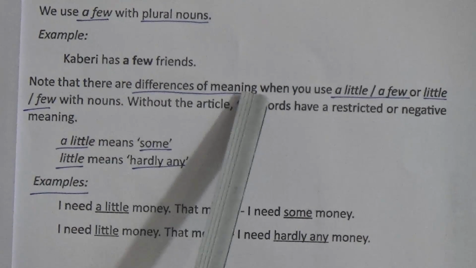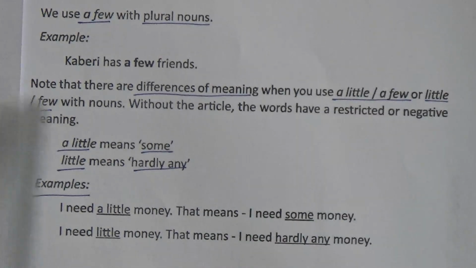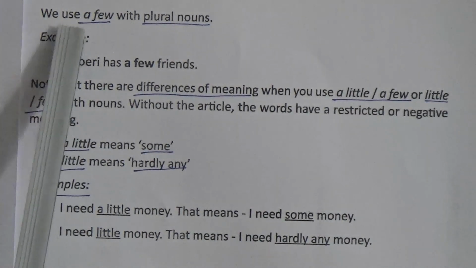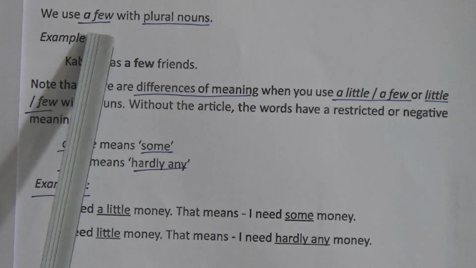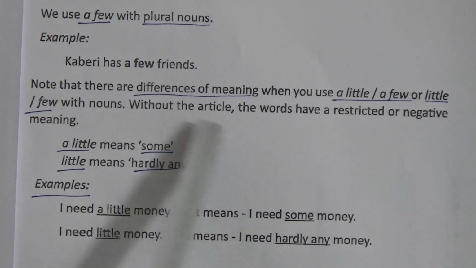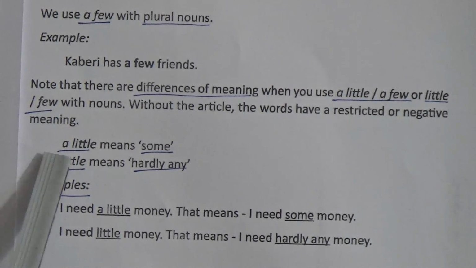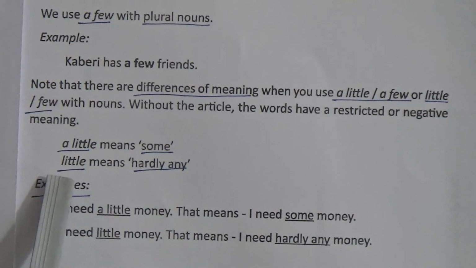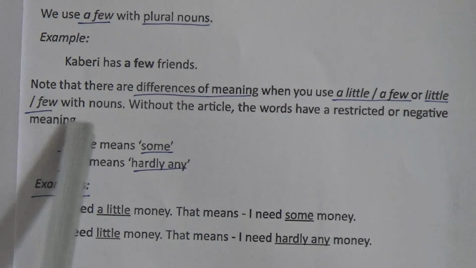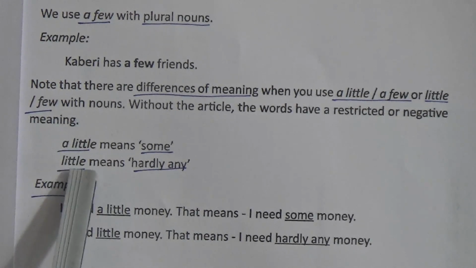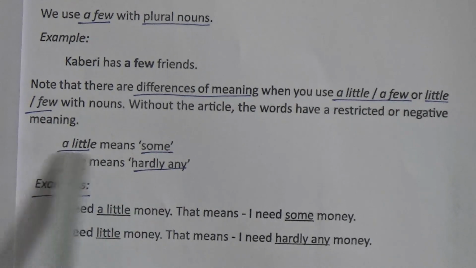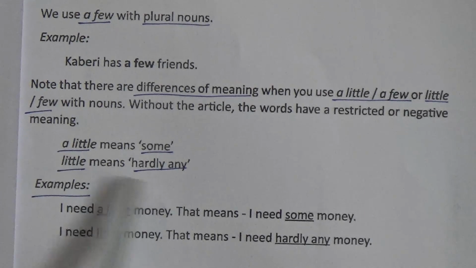But there is a difference of meaning when we use a little, a few or little, few with nouns. Using the a or not using it with few or little makes a difference in the meaning. Without the article, the words have a restricted or negative meaning. A little means some, but little means hardly any. Example, I need a little money. That means I need some money. I need little money. That means I need hardly any money.